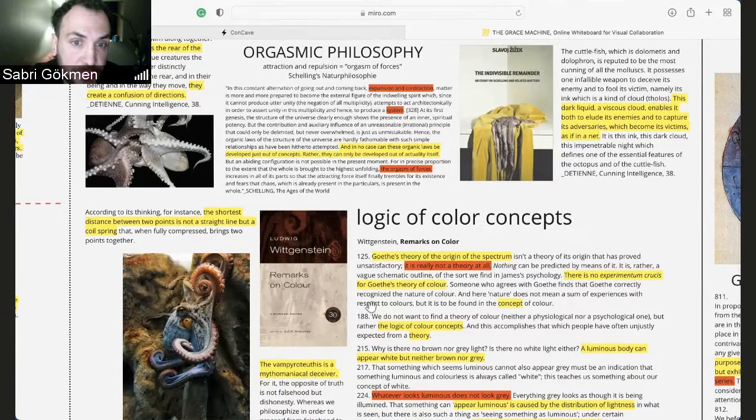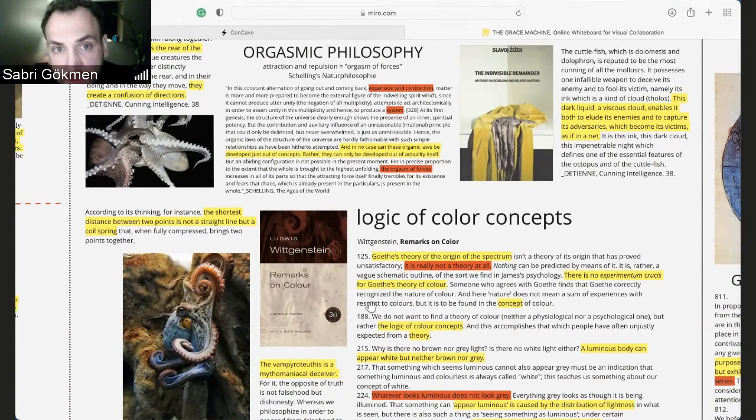as have been hitherto attempted. And in no case can these organic laws be developed just out of concepts. Rather, they can only be developed out of the actuality itself. But an abiding configuration is not possible in the present moment, for in precise proportion to the extent that the whole is brought to the highest unfolding, the orgasm of forces increases in all of its parts, so that the attracting force itself finally trembles for its existence and fears that chaos, which is already present in the particulars, is present in the whole.